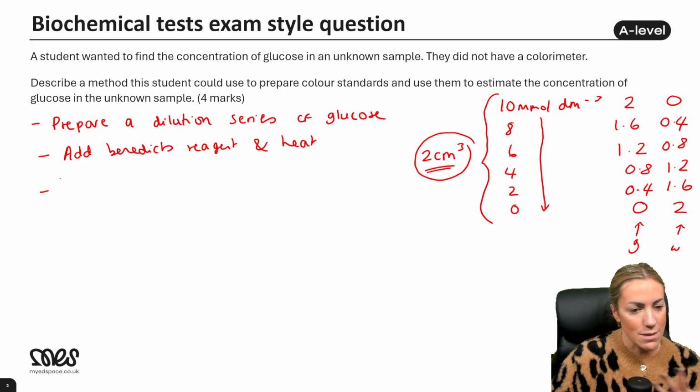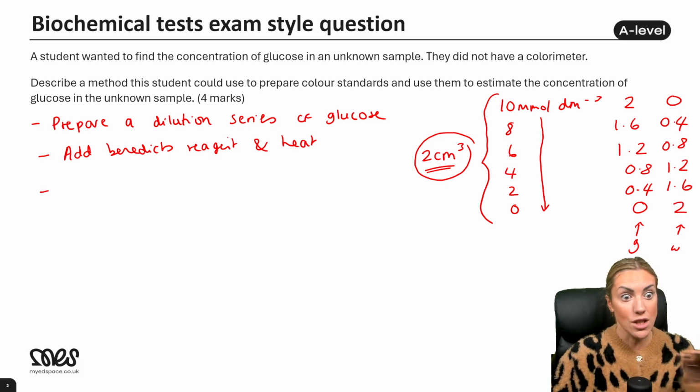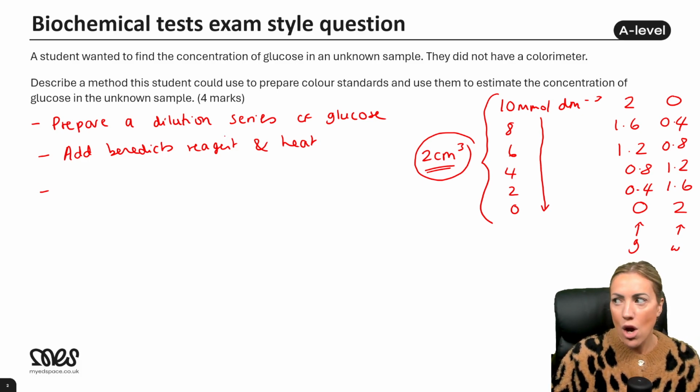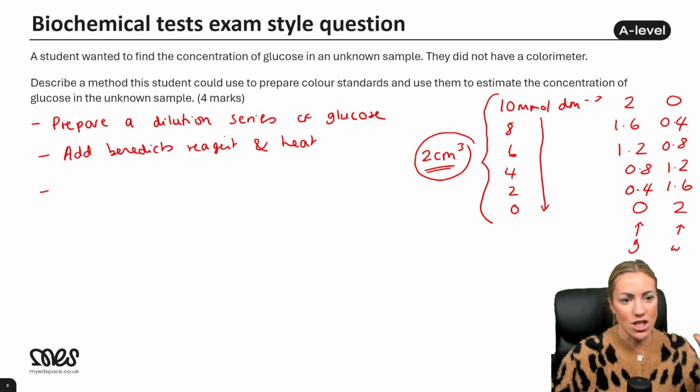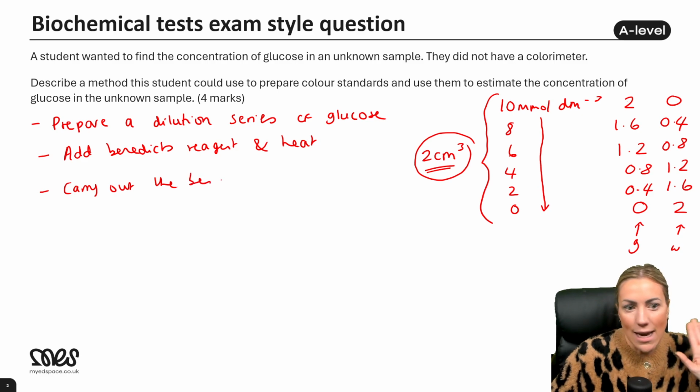Now, we don't have a colorimeter, so we're not talking about absorbance here. We're just going to be relying on colours. So we've used our dilution series, we've tested it with Benedict's, we've heated it. Obviously, then we're going to observe the range of different colours, which are likely going to go from red to orange to yellow to green to maybe even paler green, bluey green. So we'll have that range of colours. But then we're going to carry out the Benedict's test, so add Benedict's reagent and heat.